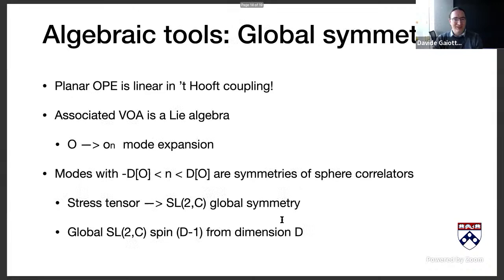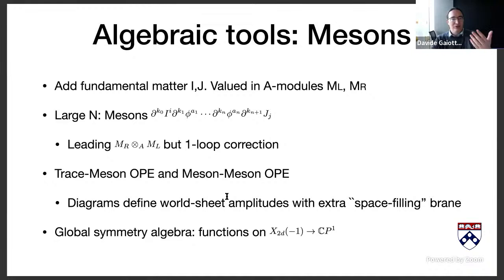And again, there will be a loop correction as you turn on lambda. And the OPE of mesons and closed traces, traces give you mesons at the leading order in N. And the OPE of two mesons gives you also a meson. So it's like you are extending your original vertex algebra by extra operators, which form a module for the original algebra. And all the OPE coefficients are associated, again, to worksheet calculations with these extra branes.